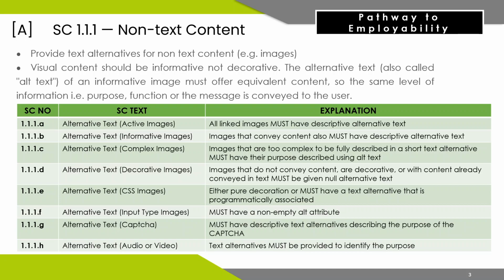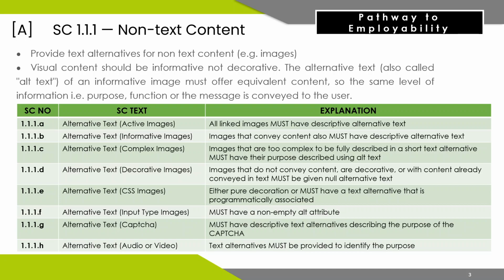1.1.1.a Alternative text, active images. All linked images must have descriptive alternative text, alt attribute value, title attribute value, ARIA label property or ARIA labeled by property, that serves the same purpose and presents the same information as the linked image.